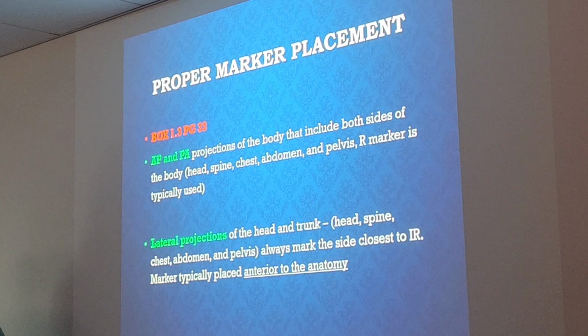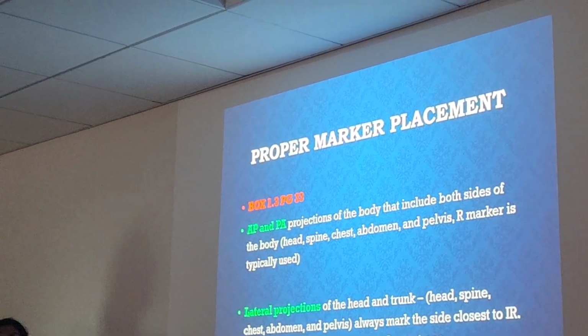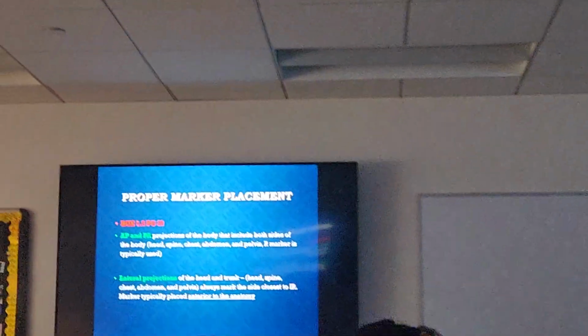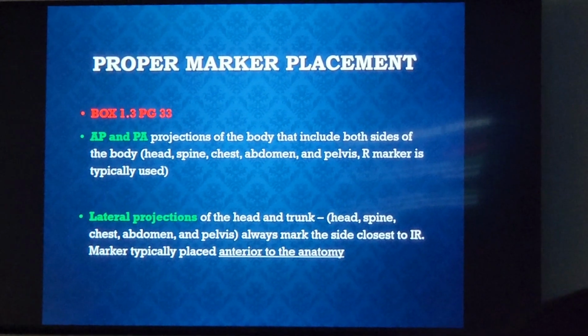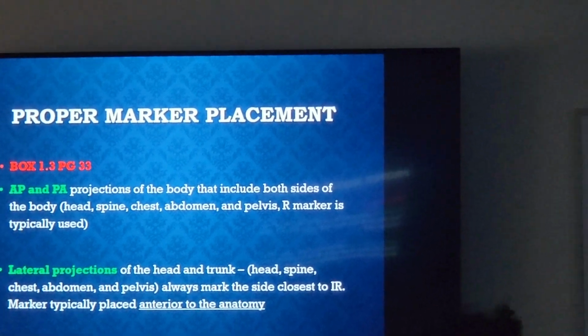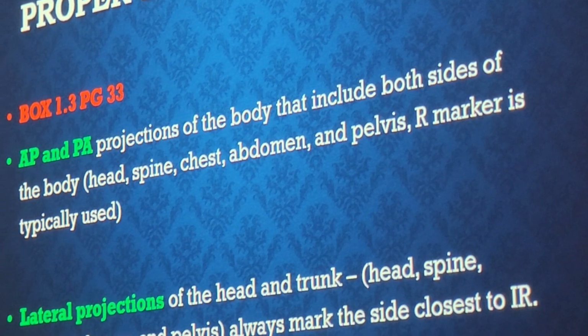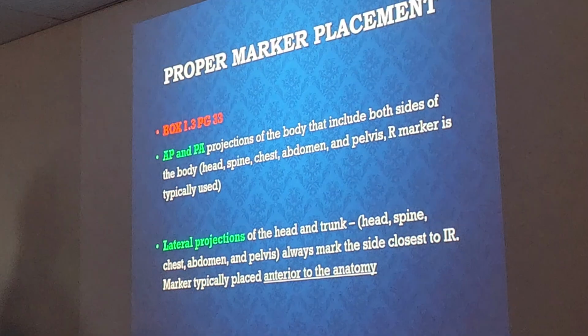All right, so take a look at this box on page 33. It will show up on your test, hint, hint. For AP and PA projections of your body, which includes both sides of the body, for example, chest, abdomen, skull, spine, typically the right marker should be used. Of course, there's nothing wrong with using the left marker.